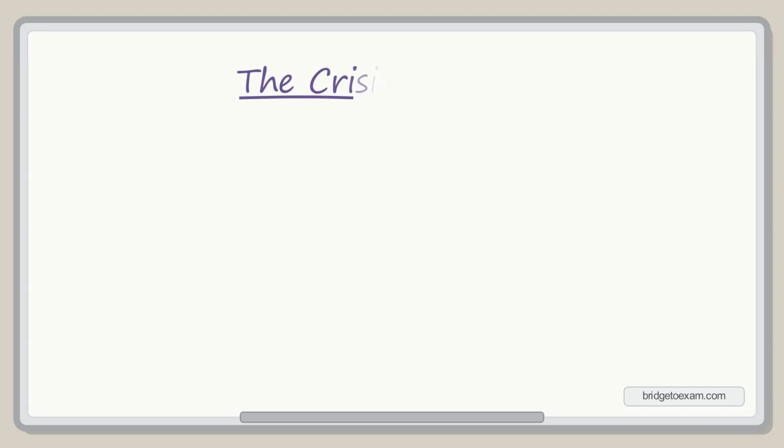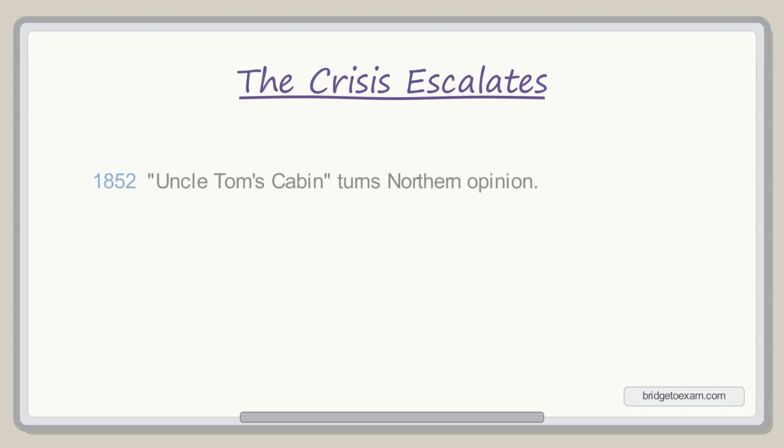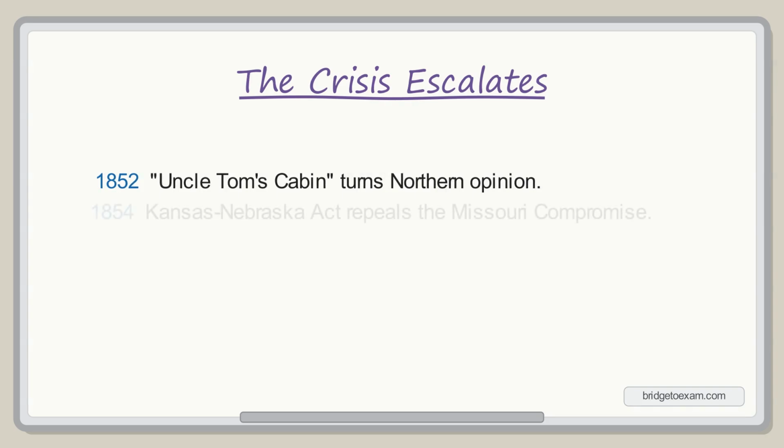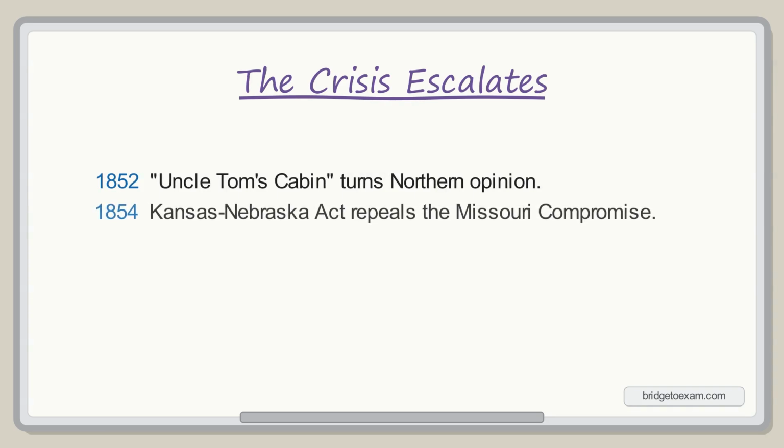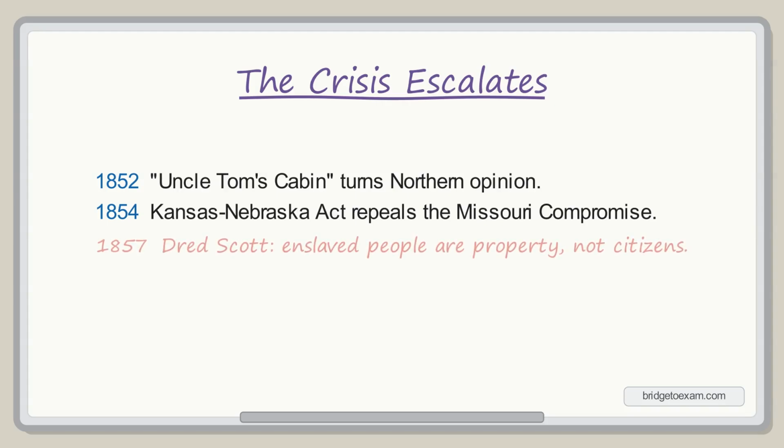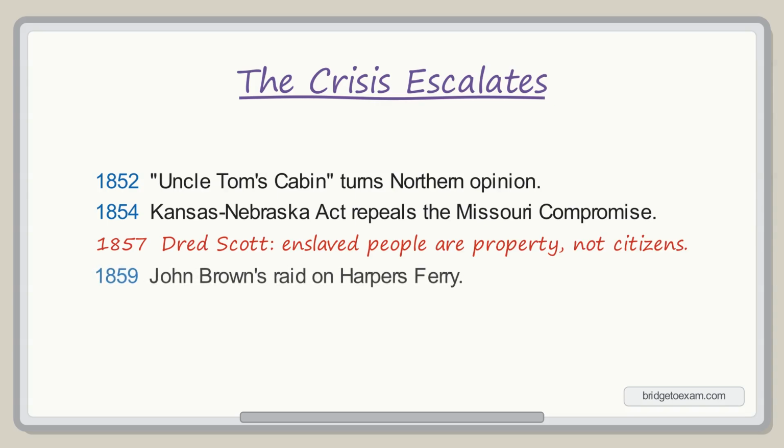Through the 1850s, the crisis kept escalating. Harriet Beecher Stowe's novel Uncle Tom's Cabin dramatized slavery's brutality and shifted Northern opinion. Then, the Kansas-Nebraska Act repealed the Missouri Compromise, reopening the slavery question. In 1857, the Dred Scott decision ruled that enslaved people were property, not citizens, and that Congress couldn't ban slavery in the territories, enraging the North.